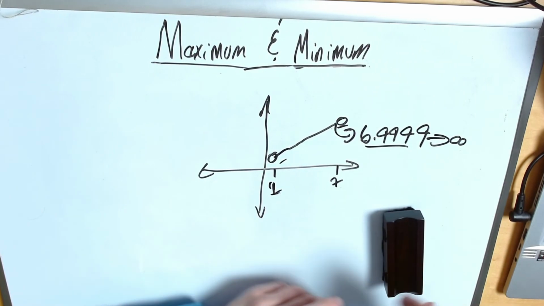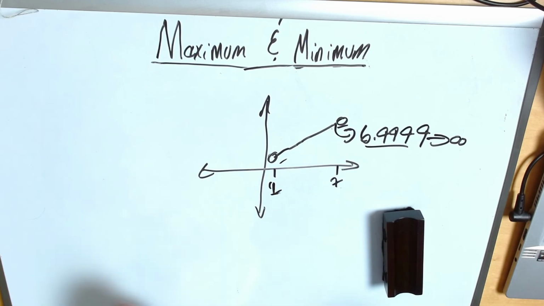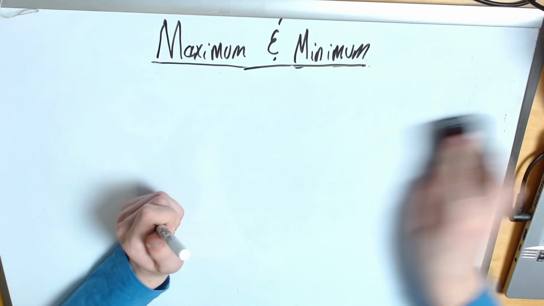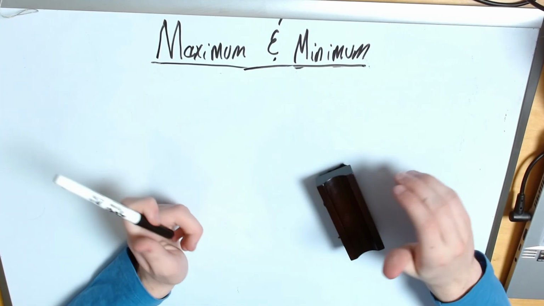So that just about sums up maximums and minimums, how they work in situations that you might encounter them, and edge cases or unusual situations that you might have to deal with.